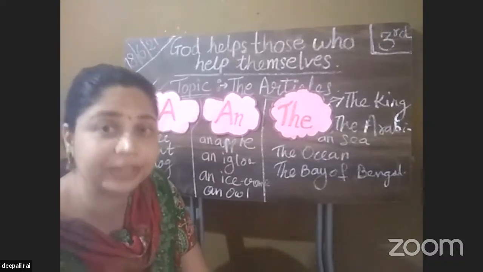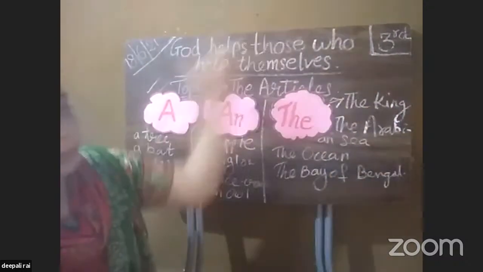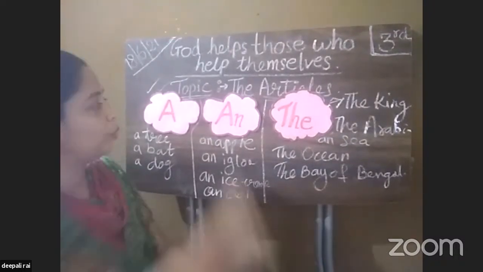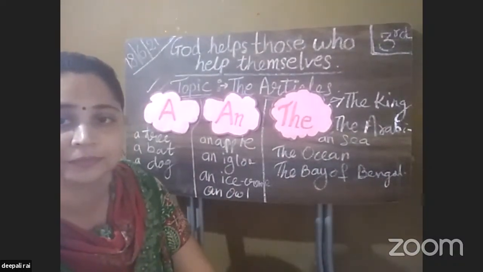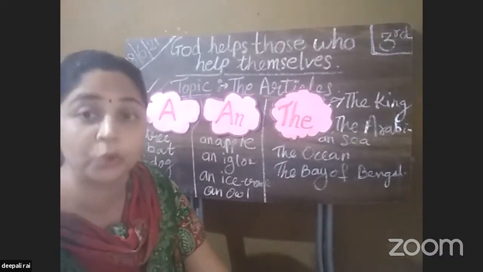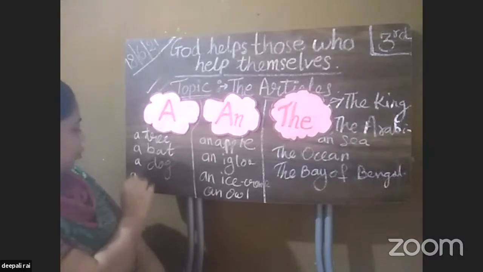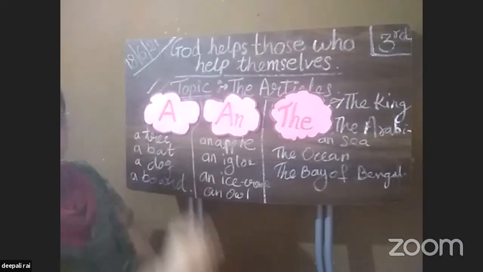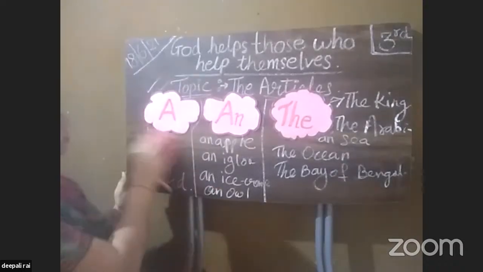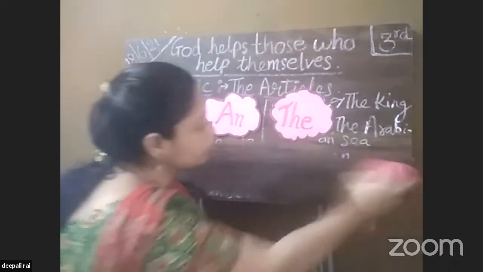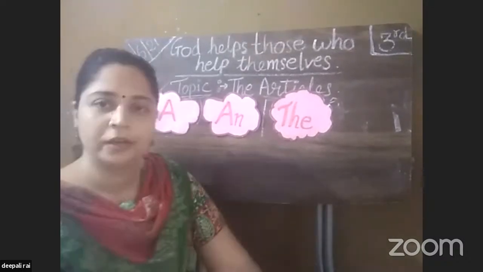Anything else you are remembering where we can put a vowel? What is this, children? What is this? Where I am writing? What is this? This is not a paper. Board. Yes, very good. It is a board. A board. Shabash. Very good, children. Very good. Now let's see some more examples. And one more thing, a chalk.